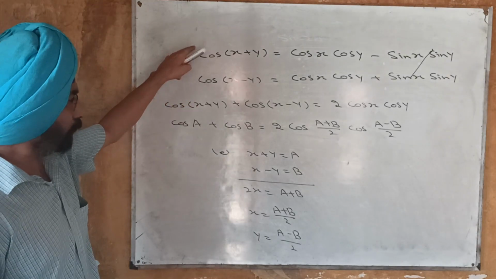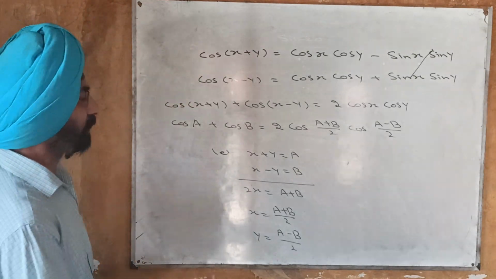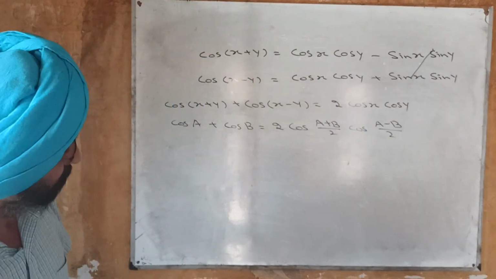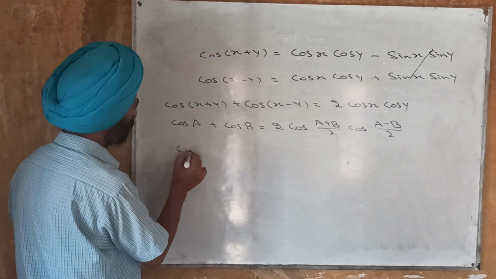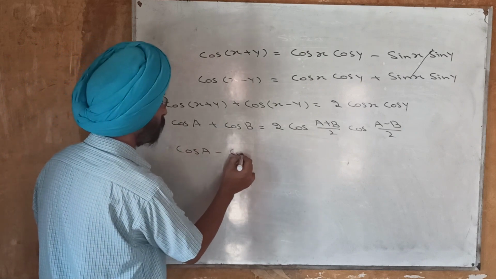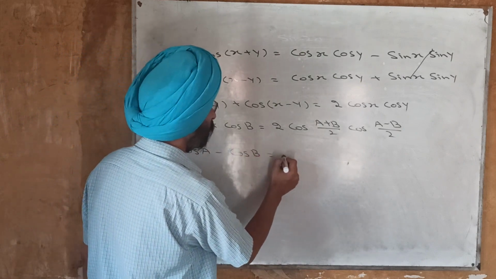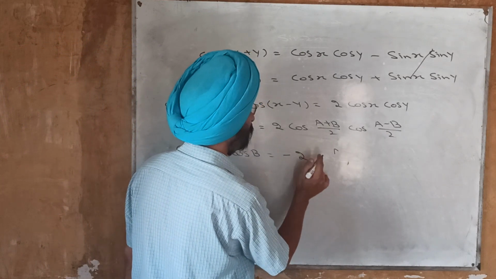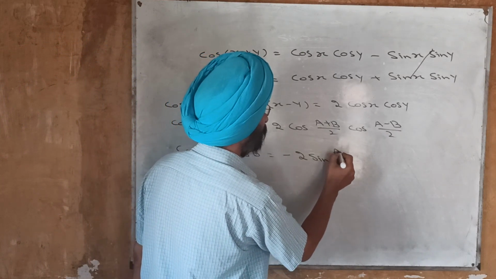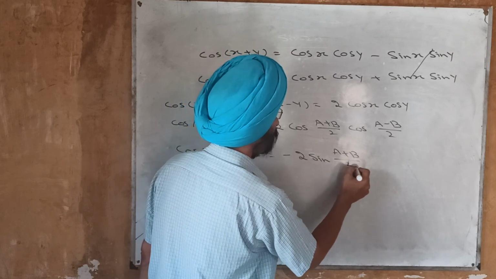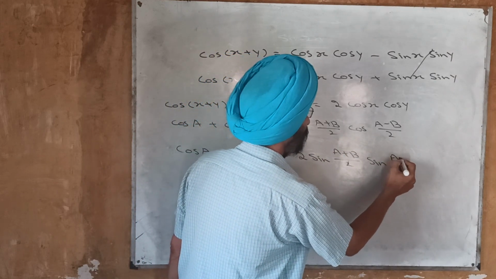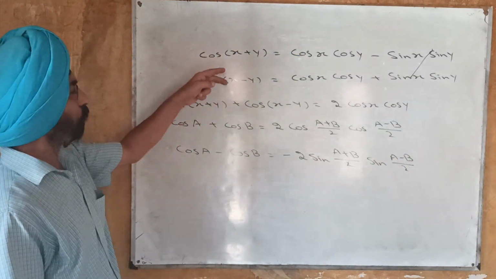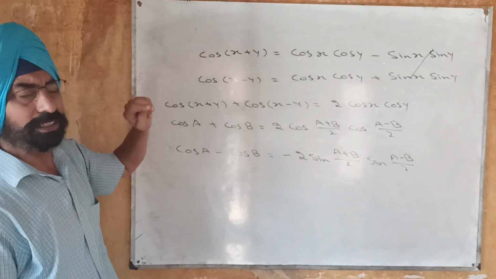If we subtract the second one from the first one and proceed similarly, we will get the next result as cos A minus cos B is equal to minus 2 sin (A plus B) by 2 sin (A minus B) by 2. This result you will get if you subtract the second one from the first one.